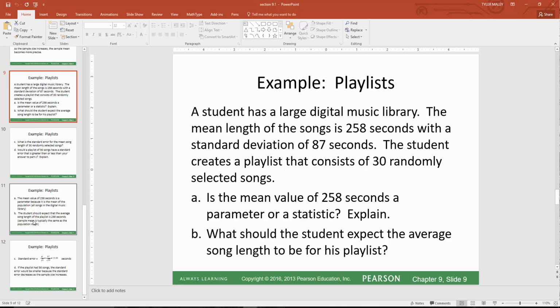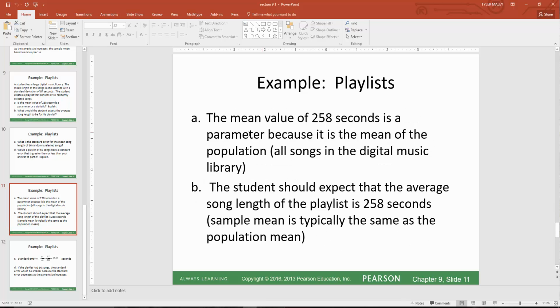If you go to slide 11, you can see the answer for A. We're asked, is the mean value of 258 seconds a parameter or a statistic? Explain. The mean value of 258 seconds is a parameter here because it's the mean of the population, all songs in the digital music library. That's what we're considering the population. Since that's the mean value of all of the songs, that is a parameter. Remember P and P: parameter goes with population. Statistic goes with sample, S and S. Those match.